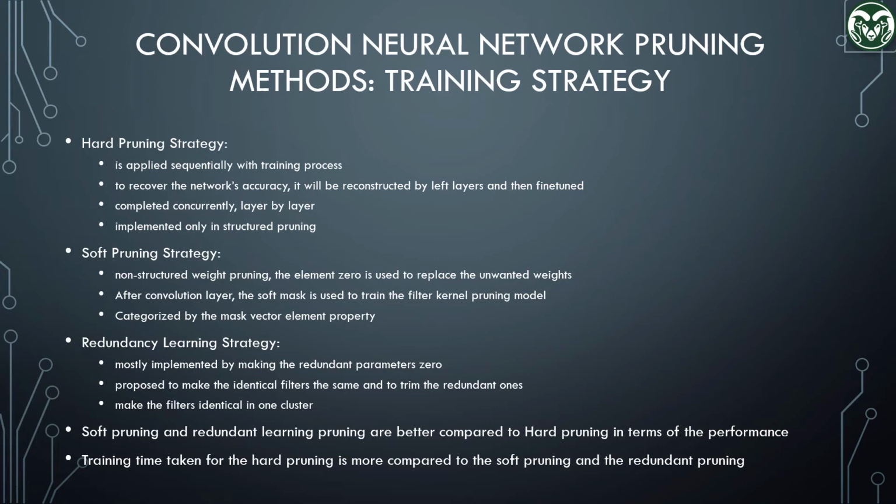And then the third strategy is the redundancy learning strategy. Over here in this method, we make the redundant parameter zero, and this strategy is similar to identical filters, trimming the redundant ones, similar to identical ones in one cluster. The soft pruning and the redundant learning pruning are better compared to the hard pruning in terms of performance, and the training time taken for the hard pruning is more compared to the soft pruning and redundant pruning.